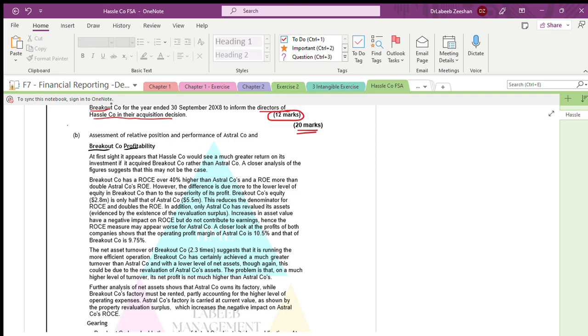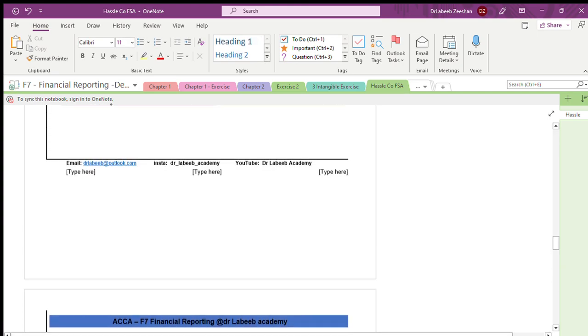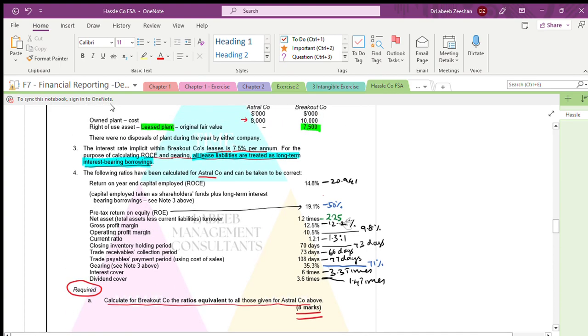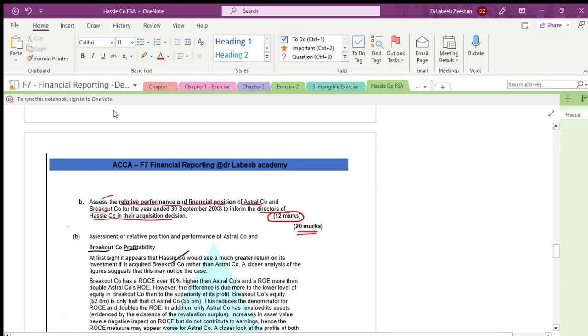At first sight, it appears that Astral is the company with a much greater return on its investment than Breakout. How much is the Breakout figure? It is 20.94. What is that? This is return on capital employed.